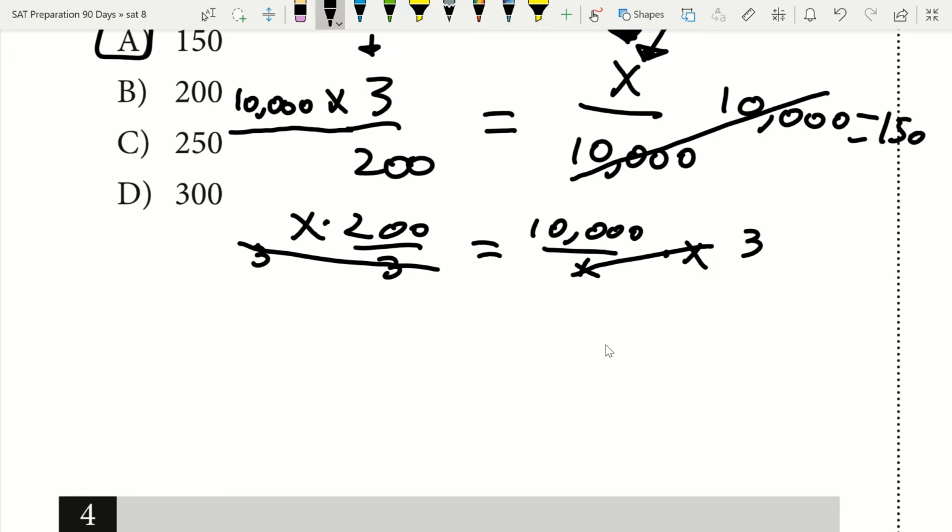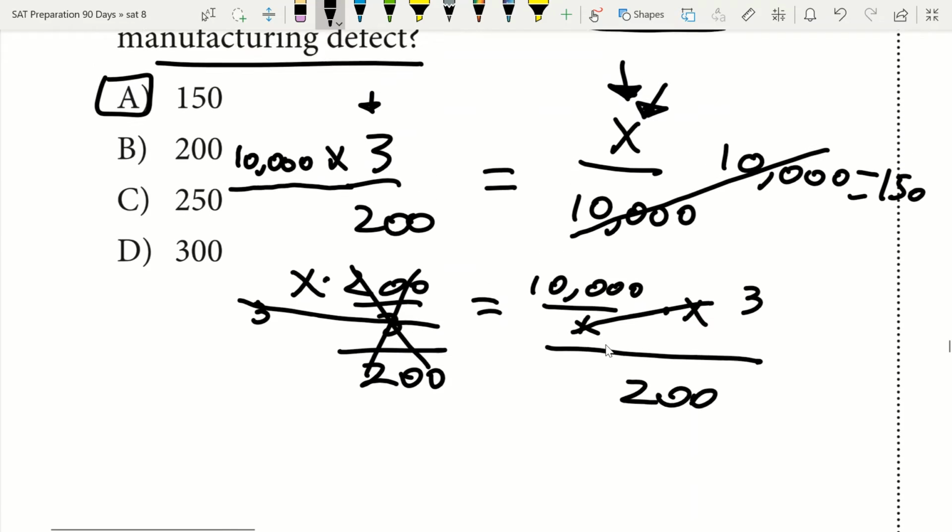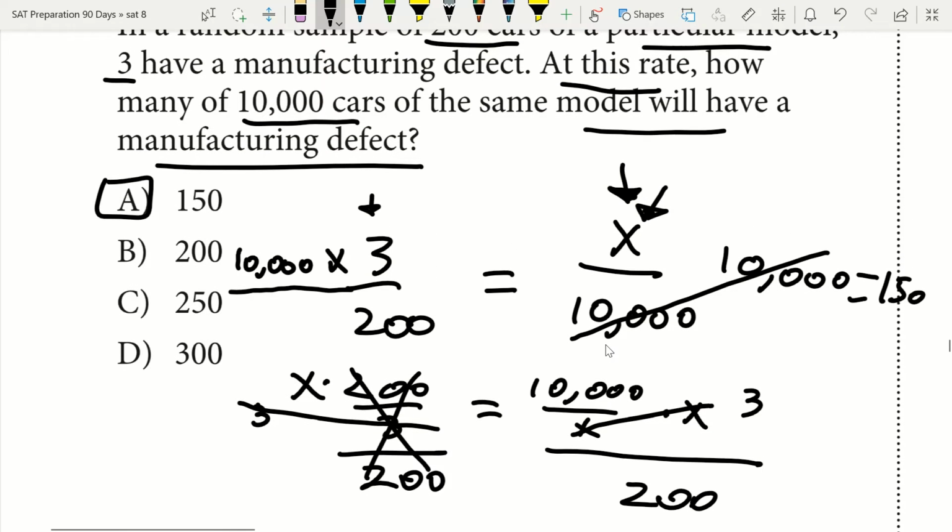Okay, so now I've got 3 times 10,000. Then I have to divide each side by 200. So what you notice there is that there were at least 2 more steps in solving this problem, right? Look at how much more work that bottom one is versus just multiplying by the denominator that is below my numerator of x, okay?